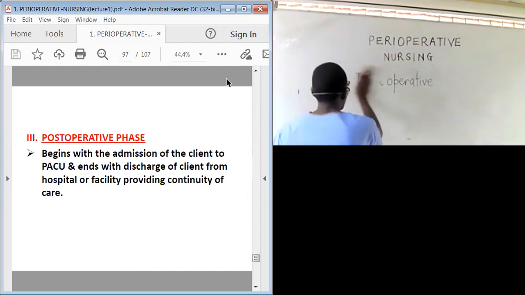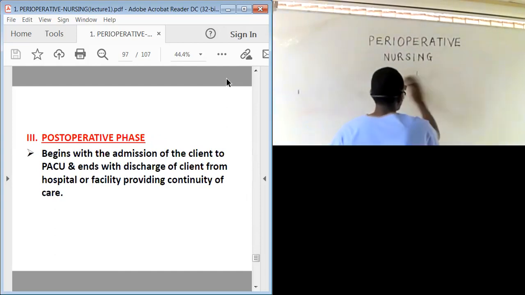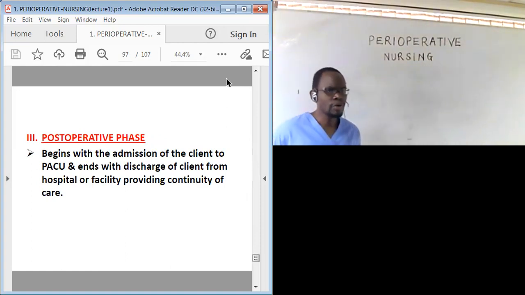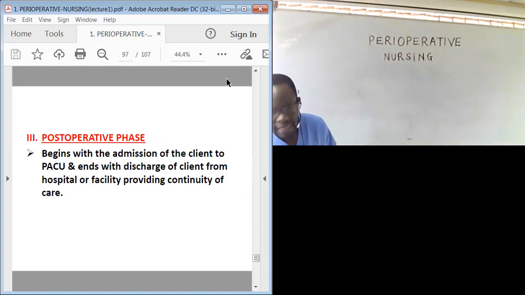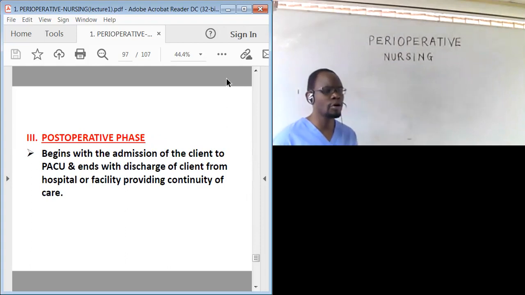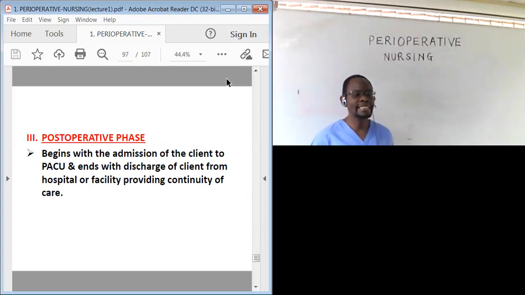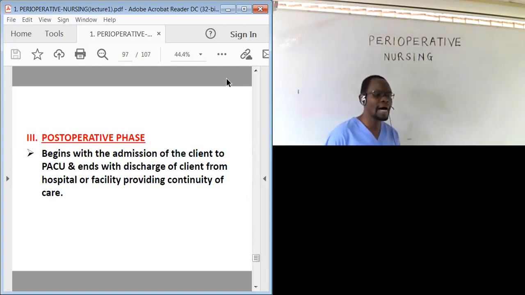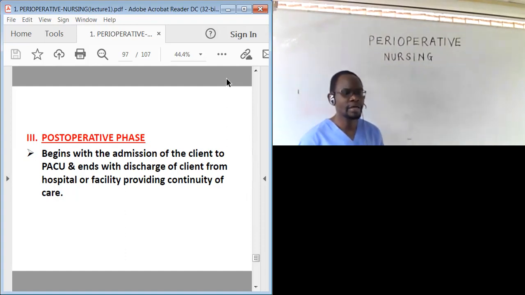And now let's look at the postoperative phase. Now, in the postoperative phase, remember we said, when does this one begin? It begins with the admission of the client into PACU, and it ends when the client is discharged home. And so that is basically the postoperative phase.